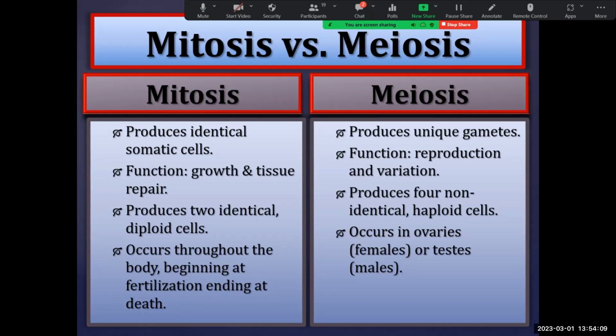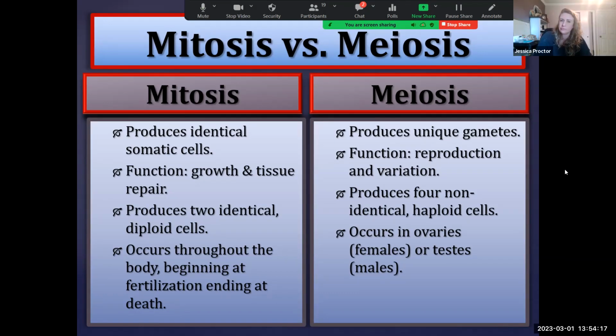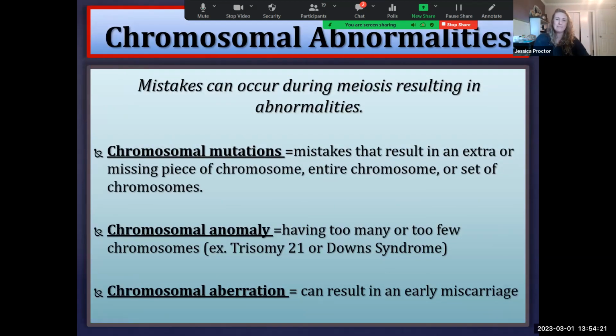All right, questions about mitosis versus meiosis? Anything still fuzzy? All right, feeling good. Let's move on.